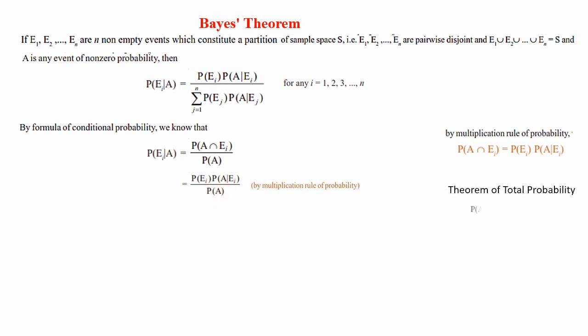So by using the theorem of total probability, P of A we can write as sigma j equal to 1 to n P of Ej into P of A given Ej. Just substitute by replacing P of A. In the numerator it is the same, the denominator P of A will change by using the total probability formula, that is sigma j equal to 1 to n P of Ej into P of A given Ej. So this is the Bayes theorem formula.